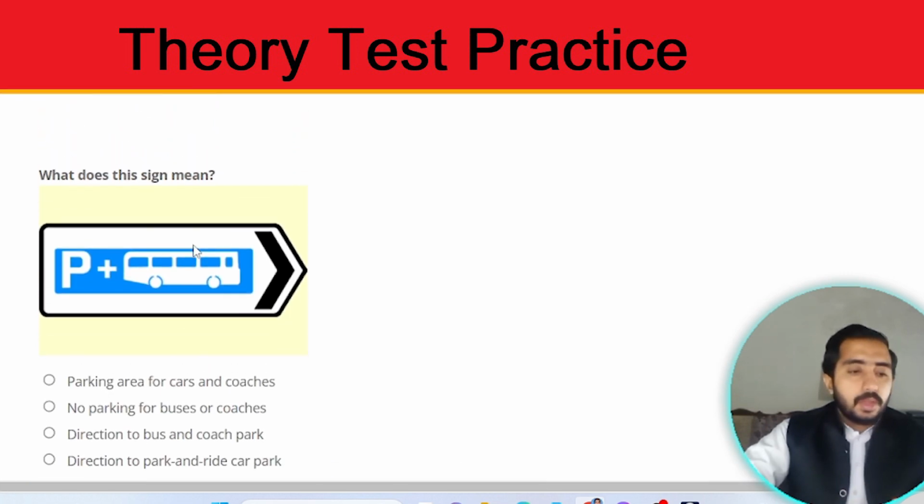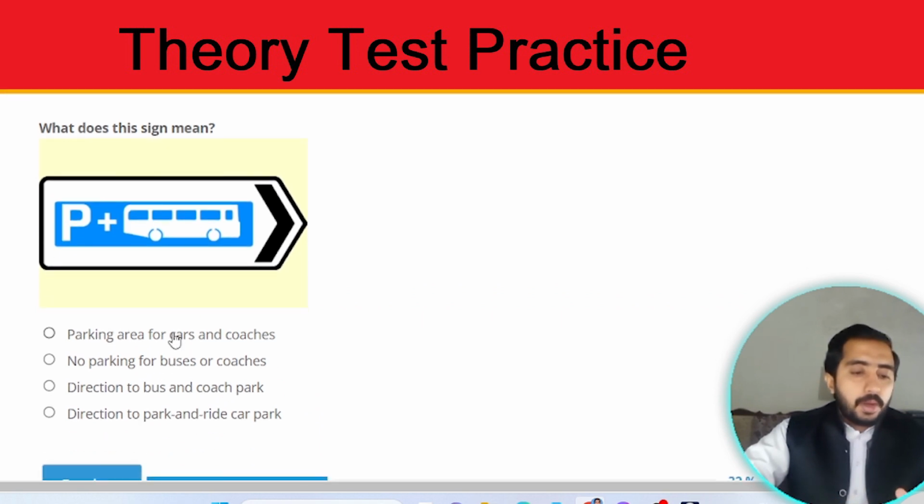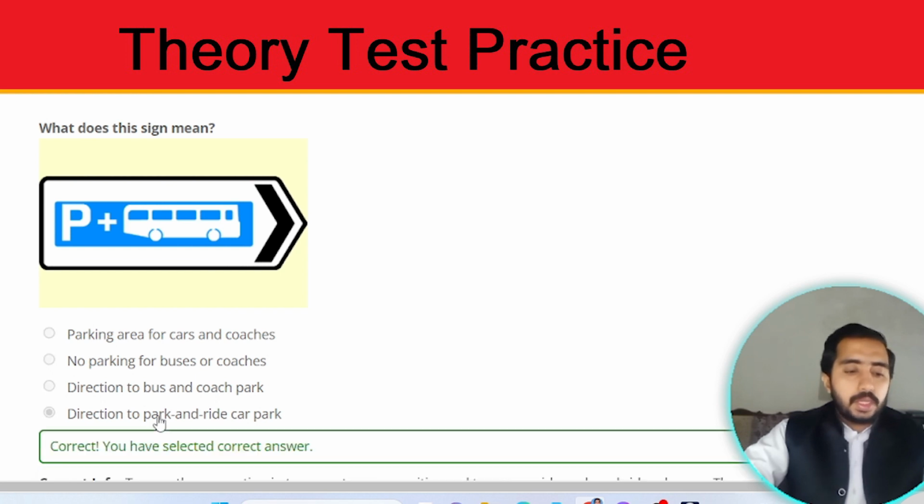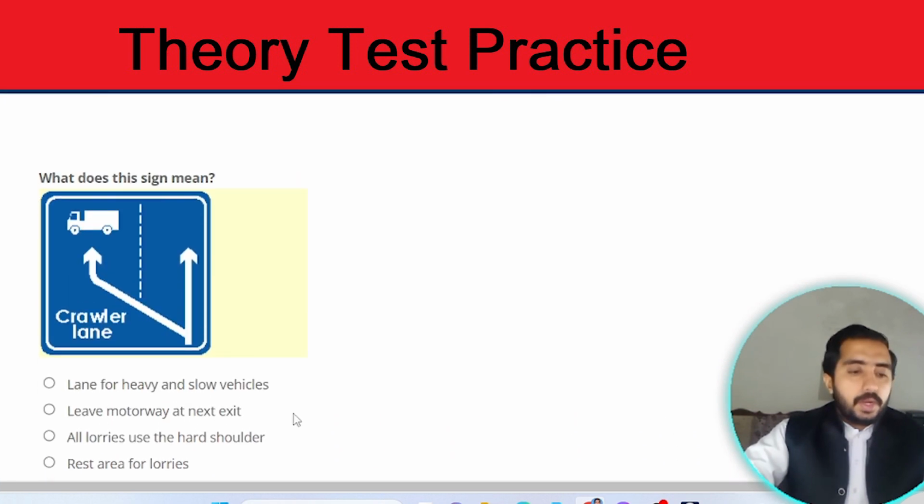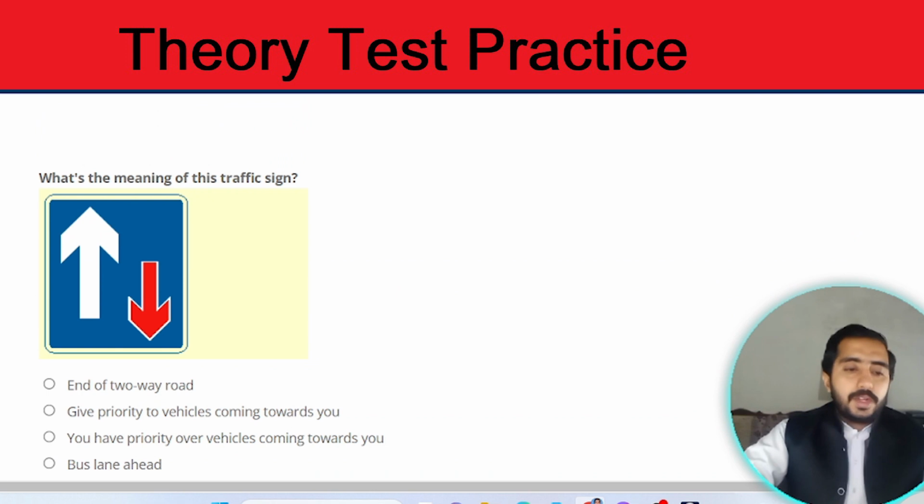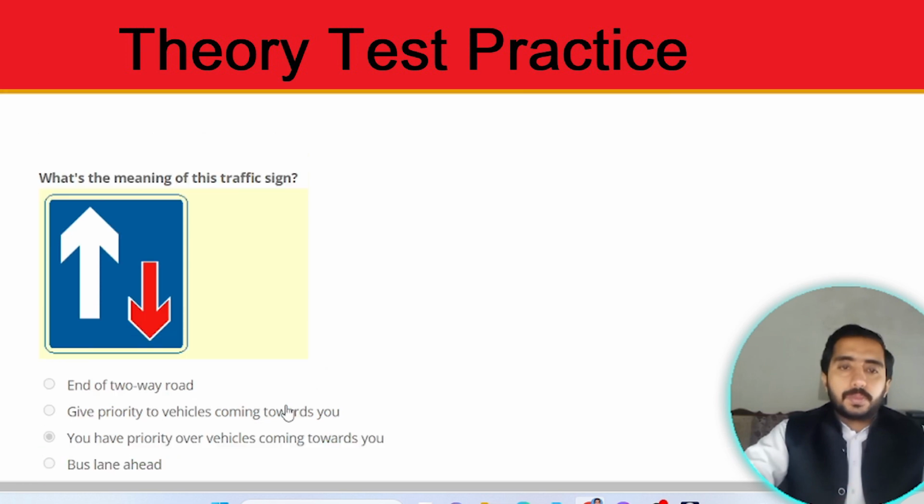Next question, what does this sign mean? Okay, this sign is represented by a parking area for cars, direction to the bus, direction to the park and ride car park. Option D is the correct one. Next question, our next symbol is represented by lane for heavy and slow vehicles. Option A. What does this sign mean? This sign is represented by you have priority over vehicles coming towards you. Option C is the correct option.